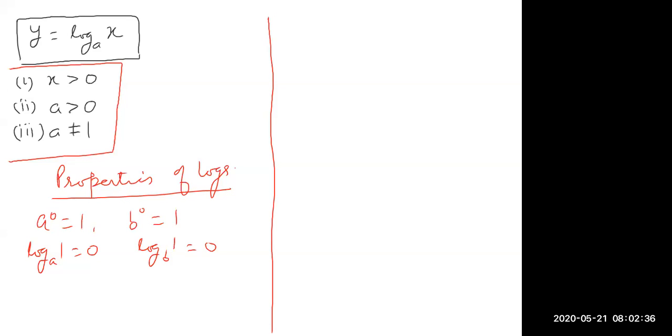So this I am calling the first property: log of 1 to the base b is equal to 0, or log of 1 is always 0, whatever may be the base, whether base is a or base is b. So log 1 is always equal to 0. Whether you take base e or 10 or pi, log_e 1, log_10 1, or log_3 1, all are equal to 0.